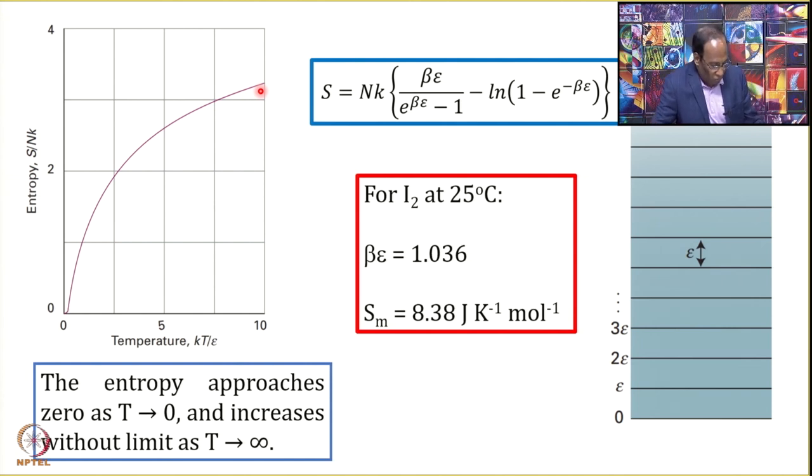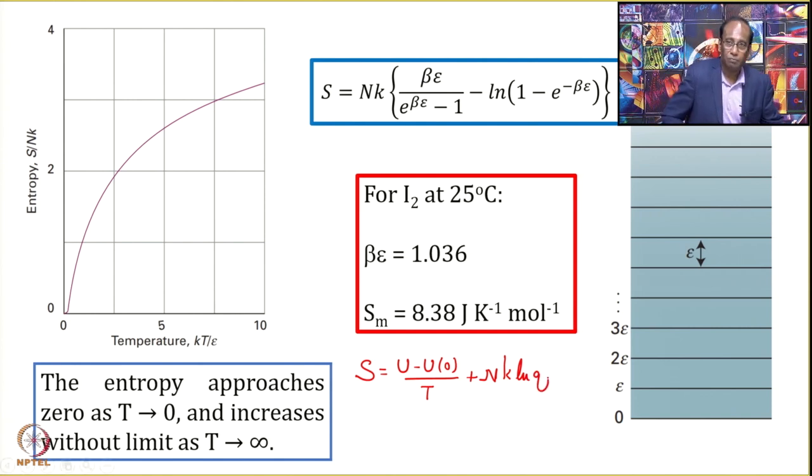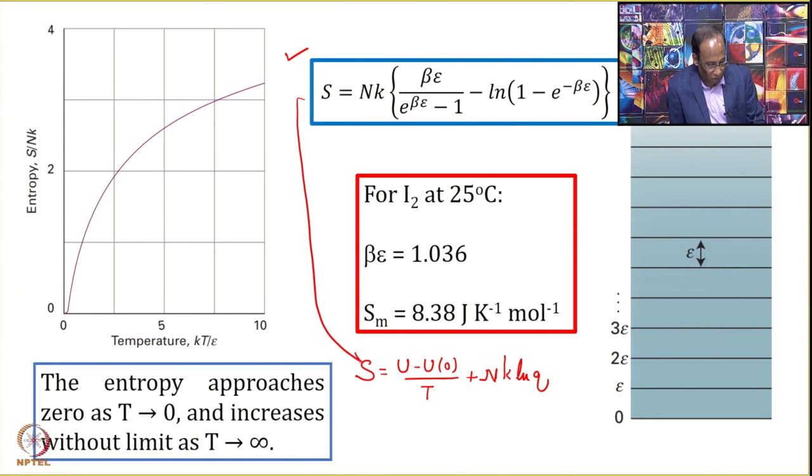S is equal to U minus U naught by T plus NK log Q. This expression that we have obtained is actually based upon this expression. And in order to obtain this expression, we need to have information on U minus U0 by T. And U minus U0 by T is also expressed in terms of partition function.